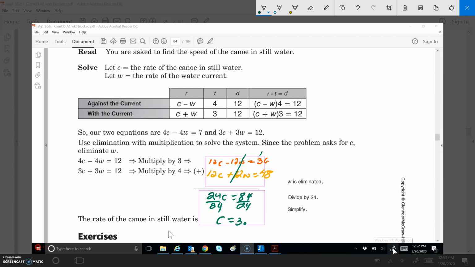Now, what are our units here? What are we talking about? This was hours and this was miles, so miles per hour.